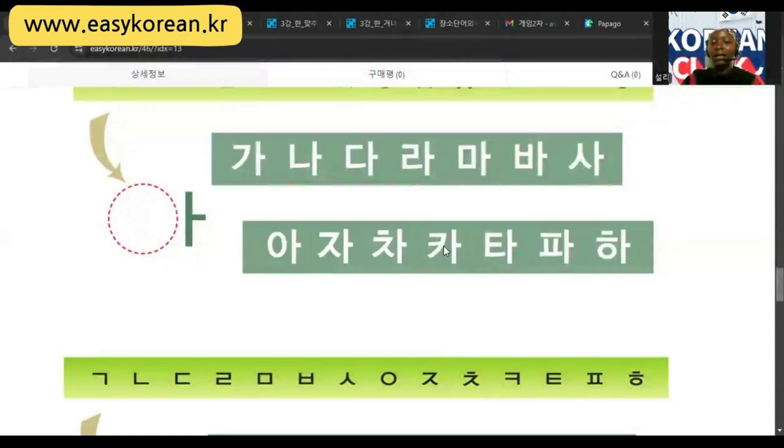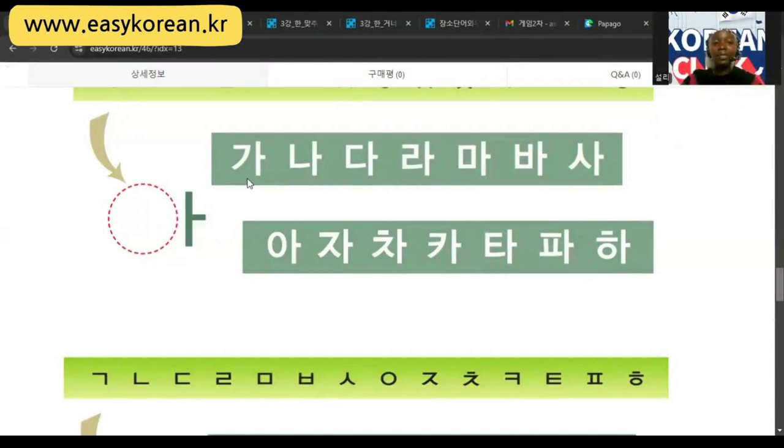And this is tieut. Tieut and a gives us ta. Then we have the pieup and a, which gives us pa. And lastly, the last one we have hieut. Hieut and a gives us ha. Let's go over it again.